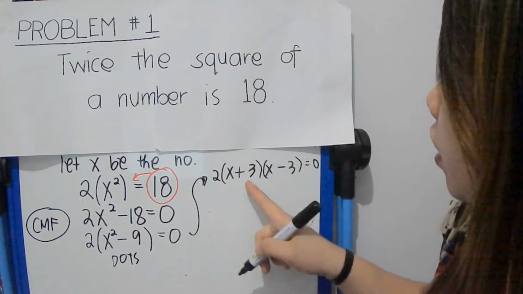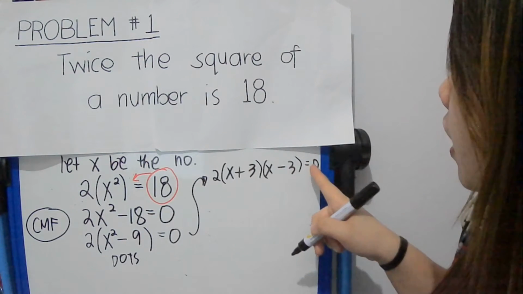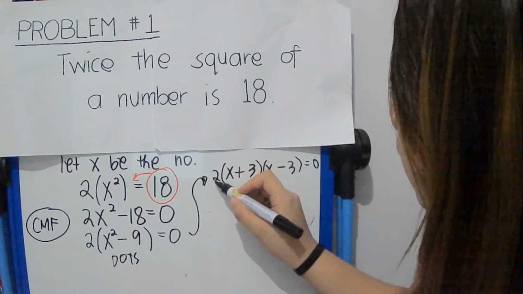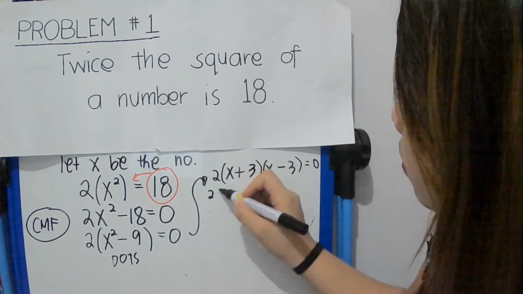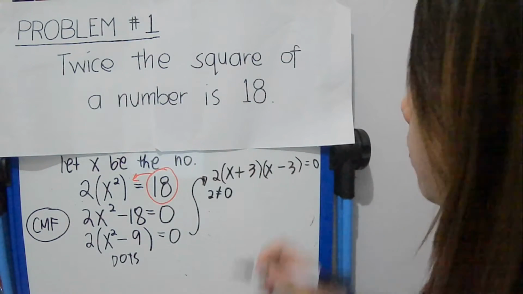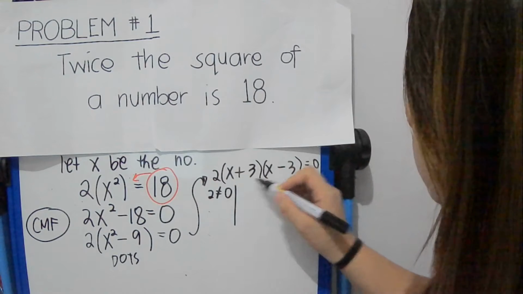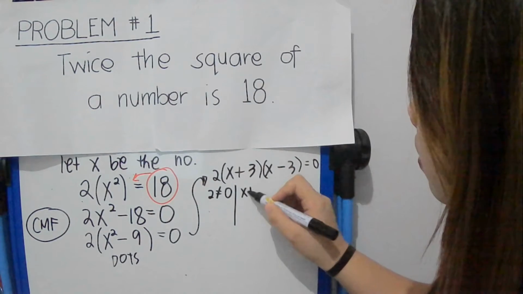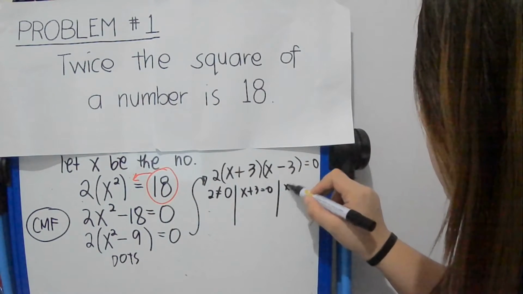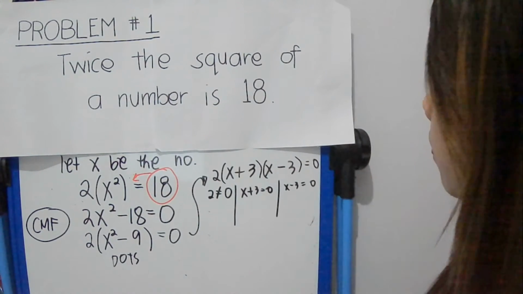Now, each term should be equated to 0 para makuha natin yung tamang sagot. So, first, we have 2 equals 0. So, 2 equals 0. This is not correct kasi 2 is not equal to 0. Now, we have x plus 3 equals 0. And then, x minus 3 equals 0.